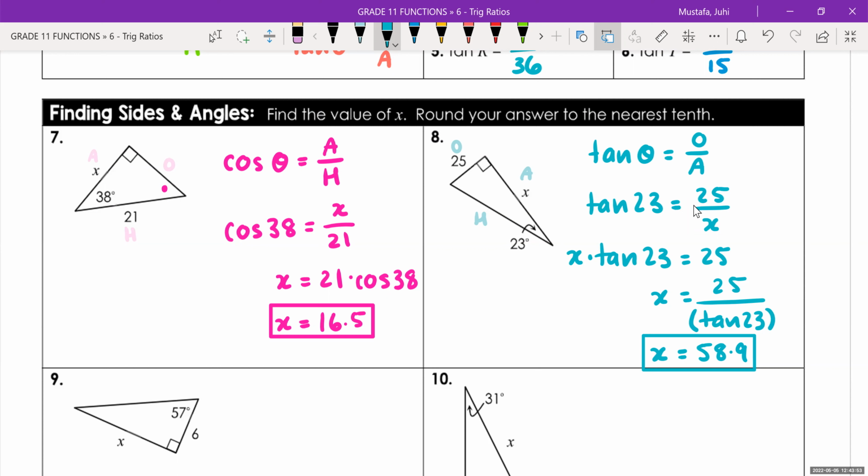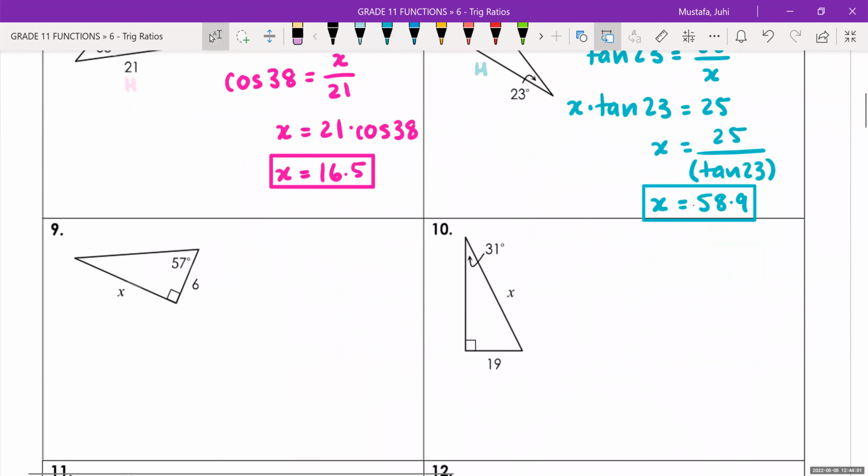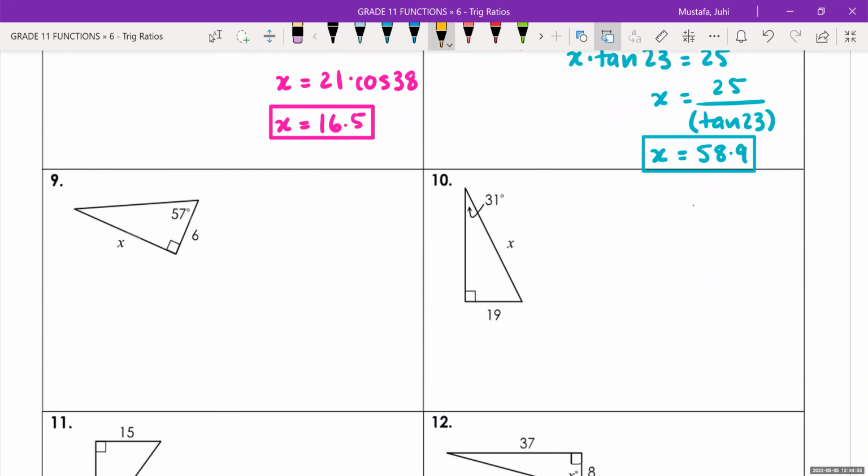Okay, we're definitely not going to do all these questions. It's overkill. Let's do one more where we're trying to find the side length. Let's go to question number 10. For 10, we have 31 degrees. So this is the opposite side length. This is the adjacent side length, and this is the hypotenuse.